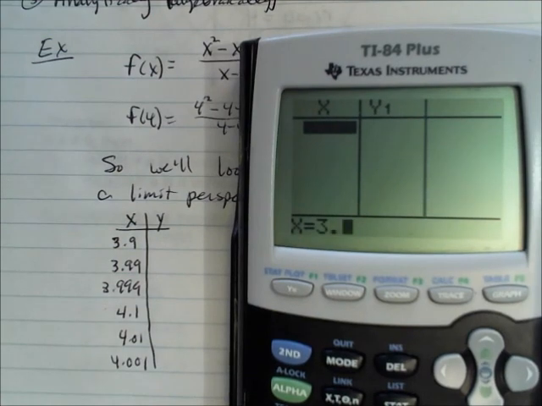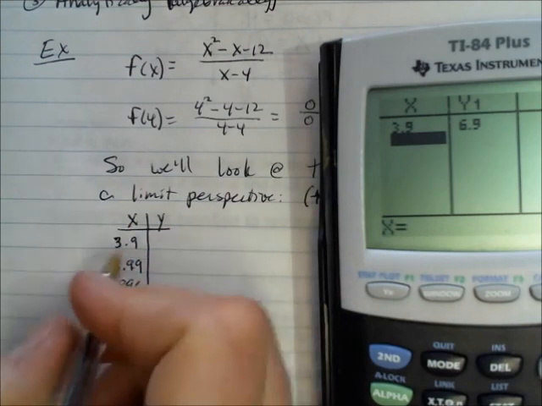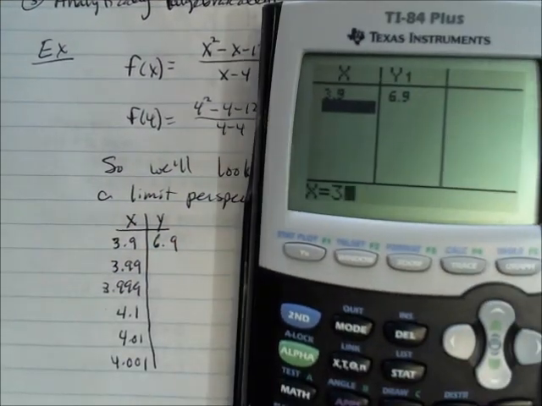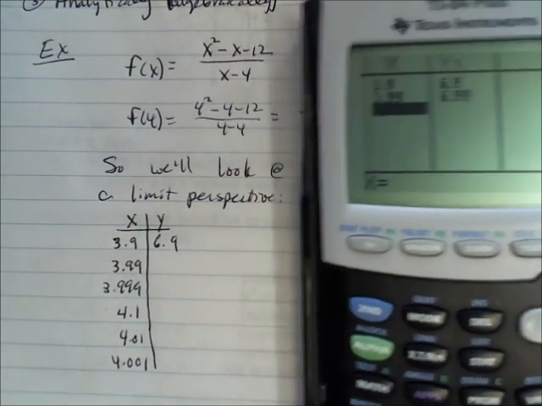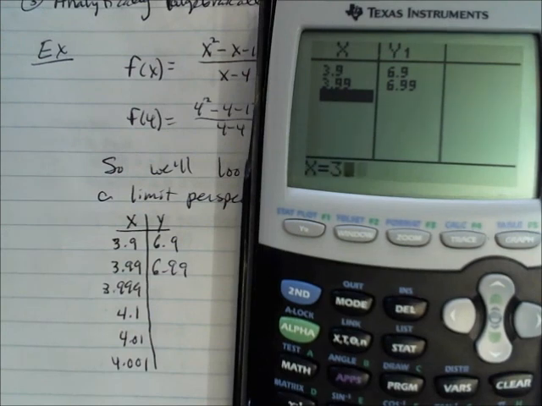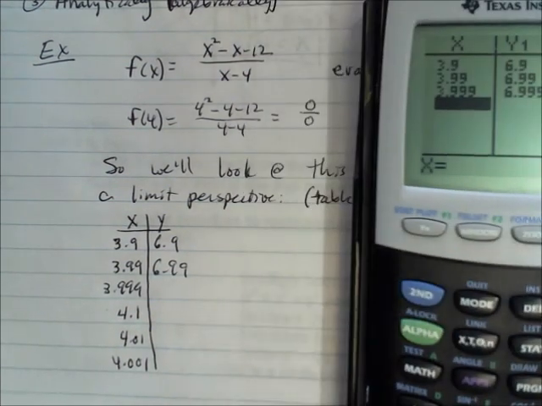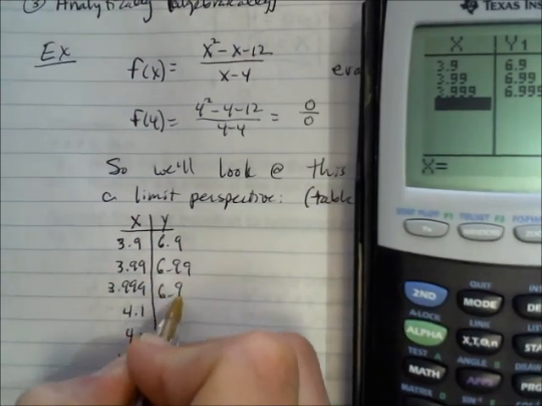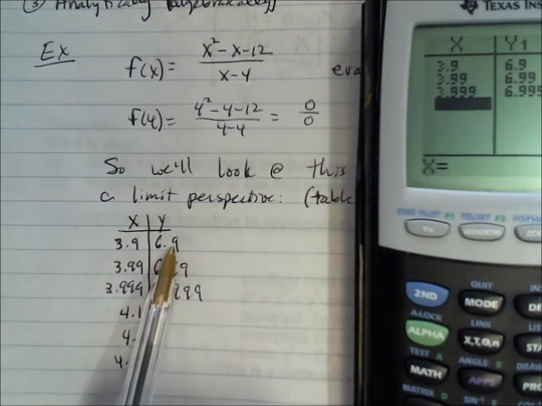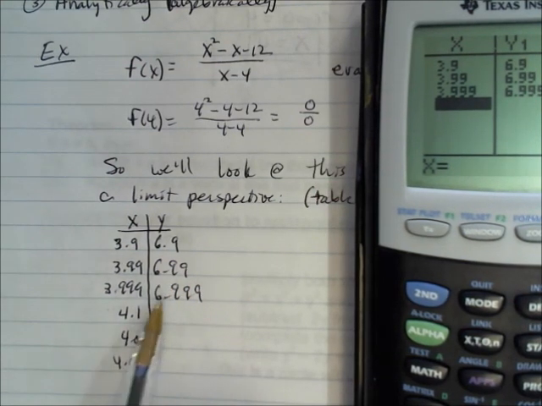So we'll start out with 3.9. And when x equals 3.9, y equals 6.9. And when x equals 3.99, y equals 6.99. And when x equals 3.999, y equals 6.999. So hopefully you can see what the pattern is. This y value, it looks like it's getting close to 7.